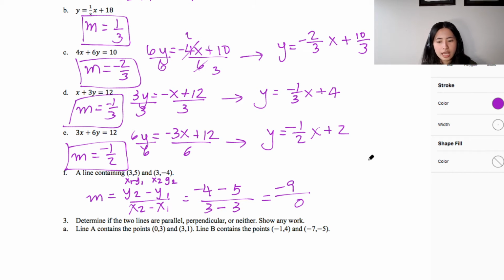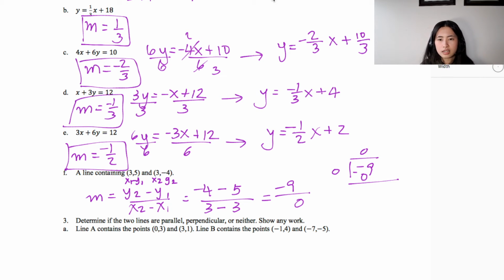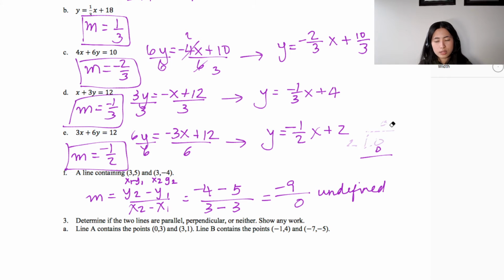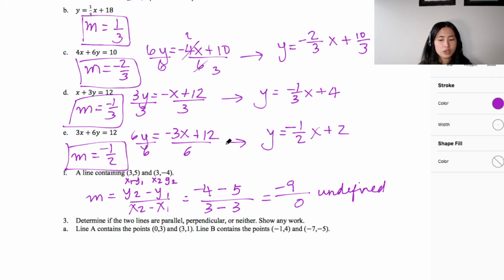So can you actually have negative 9 divided by 0? Even if you try to do long division, you're still going to get the same 9, so it's going to be undefined. Because you can't have a number divided by 0. You can only have 0 divided by a number. So let's say if you have 0 and 2, 2 times 0 is still going to be 0. However, if you have a number divided by 0, that's going to be undefined. So you cannot have a slope that's a numerical value, therefore it's undefined.